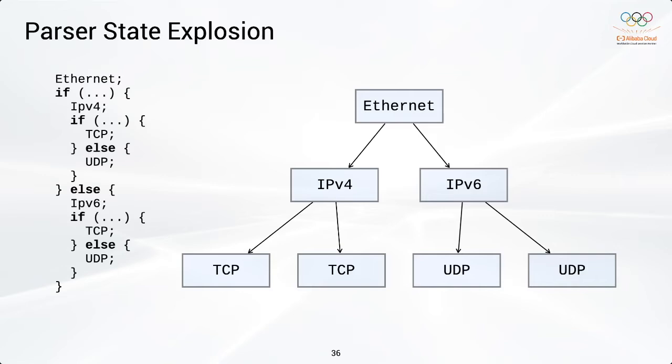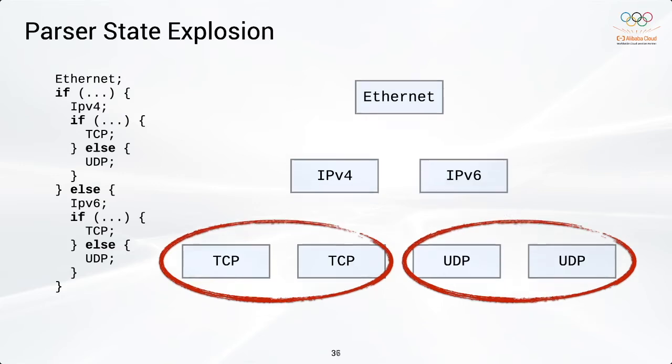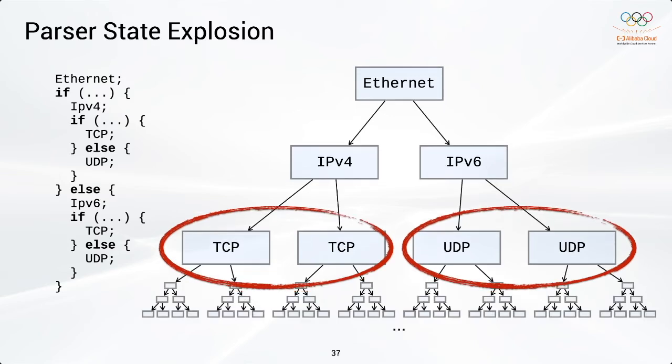However, we can see that in the bottom of the tree, two states are duplicated. It's okay for small programs, but not acceptable for large programs, because the tree can be very deep. In the worst case, there can be over 1,000 duplicates. Verifying such a malformed program requires a lot of memory and several days.